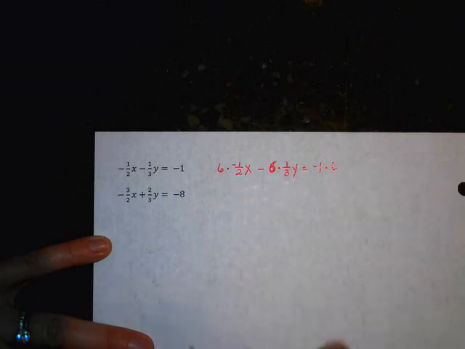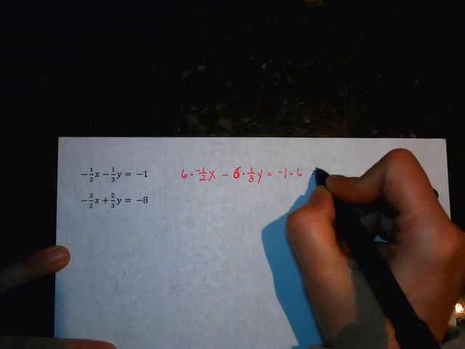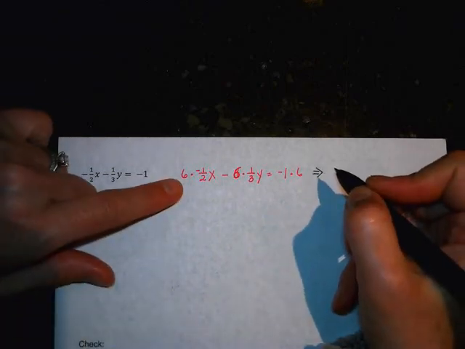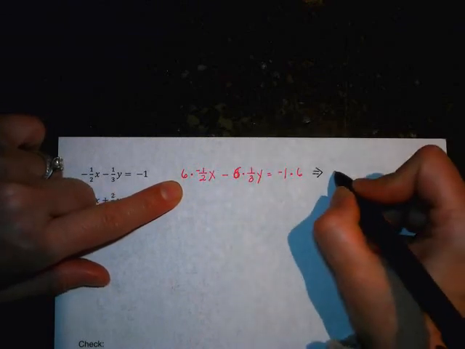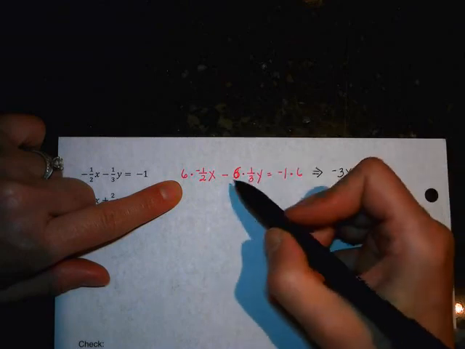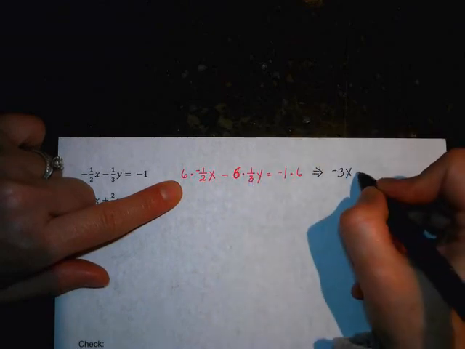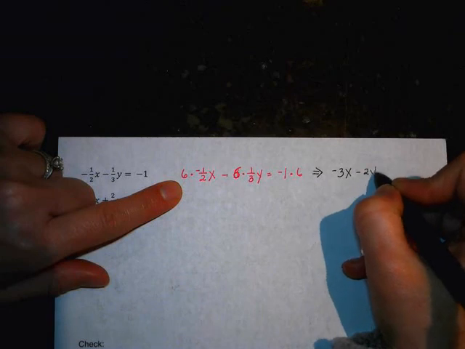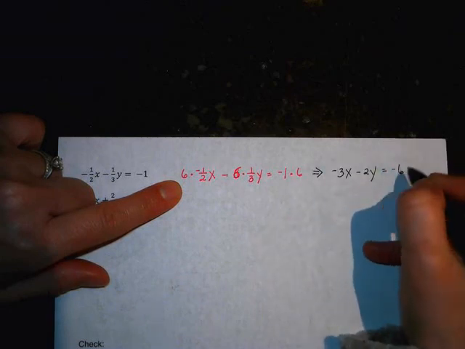So let's rewrite this out so it looks a little better. Okay, so 6 times -1/2, if you pop that into your calculator, that should give you -3x. If you put -6 times 1/3 in your calculator, that'll give you -2y. And then -1 times 6 is just -6. That's much easier on the eyes, right?